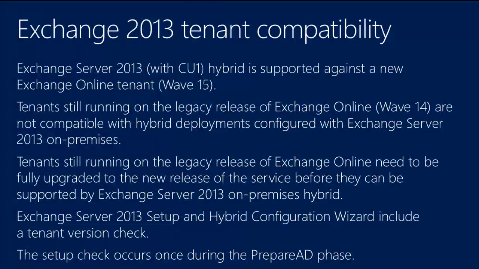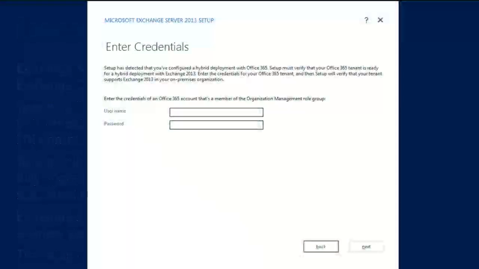So if you are running that, you do have to be upgraded first. And one of the things that we will do is a version check from Exchange 2013 before we run the hybrid configuration wizard. So if you've got that legacy tenant version, you will not be allowed to go through the upgrade process. And here's just a view of what that would look like.